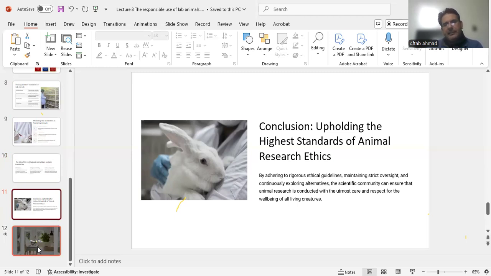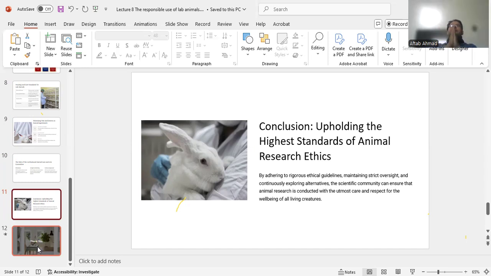By adhering to rigorous ethical guidelines, as I mentioned, this is part of our good laboratory practice, that we should follow rigorous ethical guidelines. We have to maintain strict oversight for whatever protocol we are doing, and continuously explore alternatives. The scientific community can ensure that animal research is conducted with utmost care and respect for the well-being of all living creatures. So the work we are doing with the animals should be done properly, and almost all the things we have discussed.